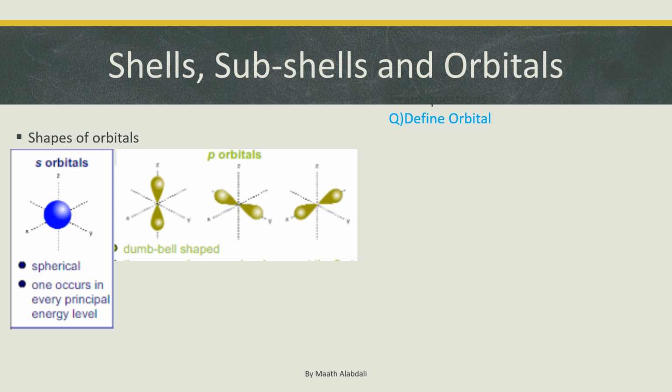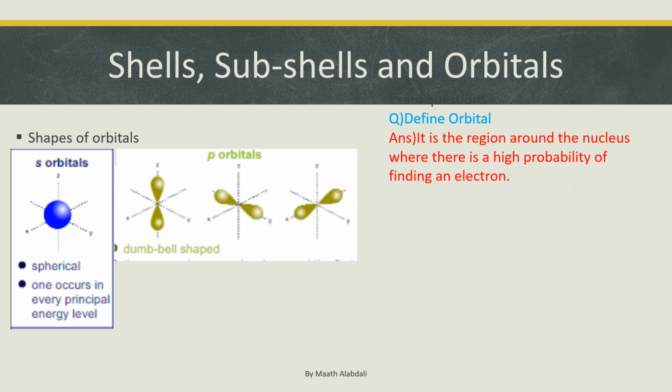Define orbital. I said earlier that an orbital is the region around the nucleus where there is a high probability of finding an electron. This is the proper definition. Region around the nucleus where there's a high probability of finding an electron. Now, state the maximum number of electrons.